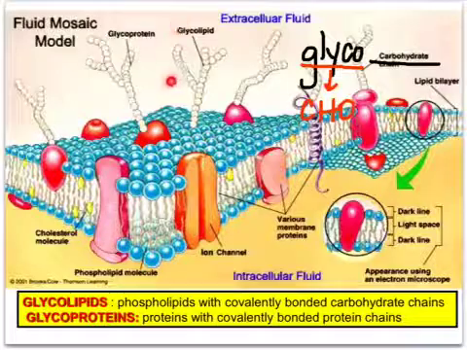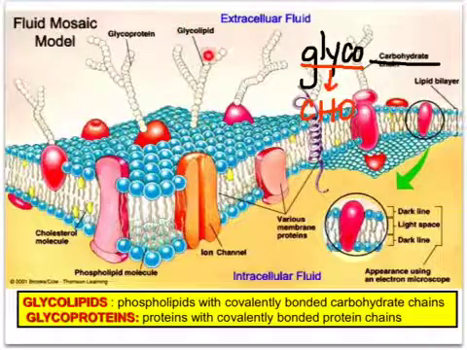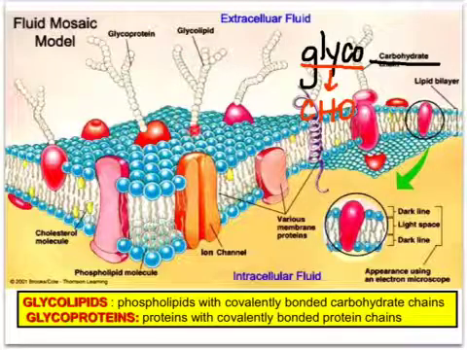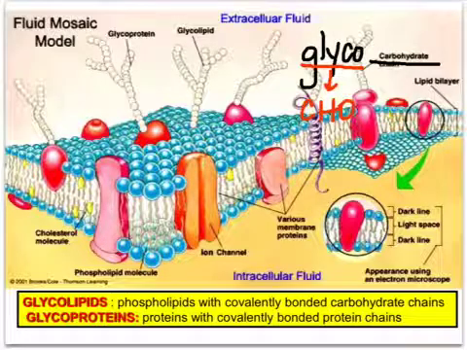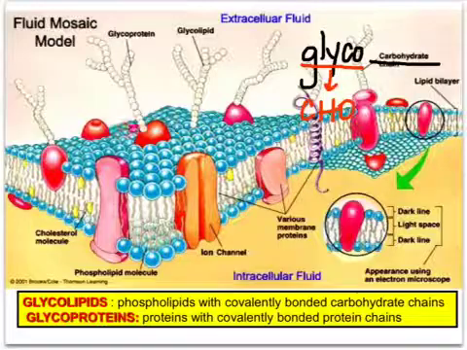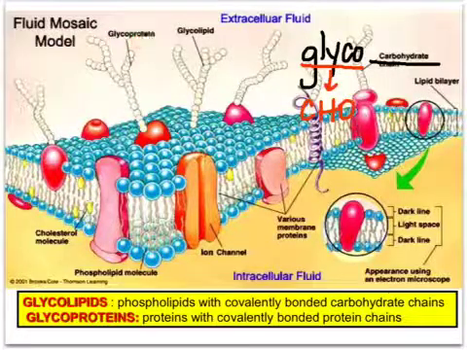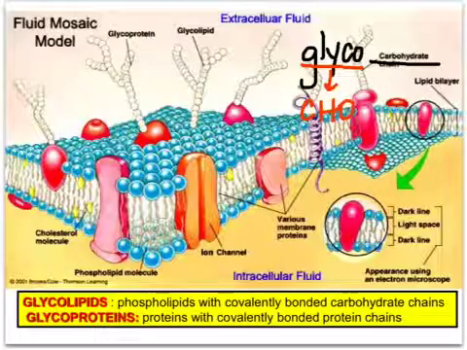So here's an example of a glycolipid. You can see there's the carbohydrate chain, and it's attached to a phospholipid. So we would call that a glycolipid. Whereas a glycoprotein is the carbohydrate, glyco, attached to a protein, and that we call a glycoprotein. Remember that these are macromolecules, and therefore they are covalently bonded together.